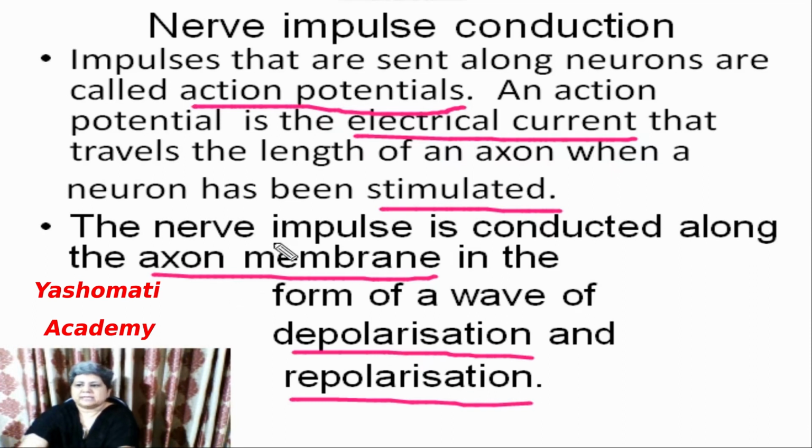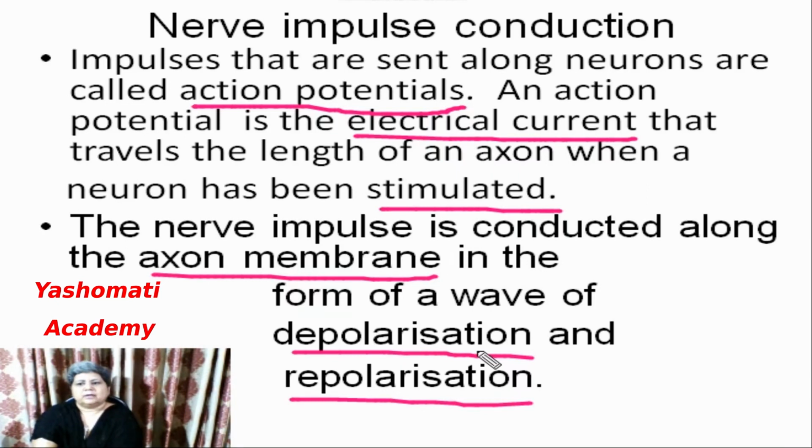Now this definition says that the nerve impulse is conducted along the axon in the form of a wave of depolarization. Depolarization means when the polarization decreases. That means the charges try to equalize each other. That will be depolarization. And repolarization means when the charges again get developed and the membrane becomes polarized. So this is the process through which the nerve impulse goes from one part to the other: by the plasma membrane getting depolarized and then getting repolarized.